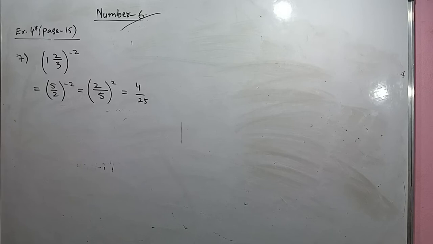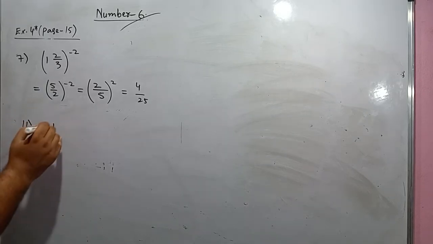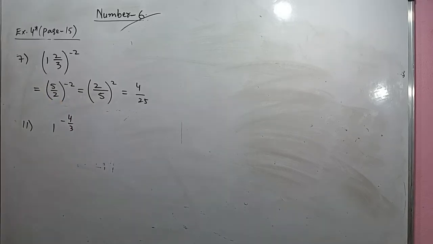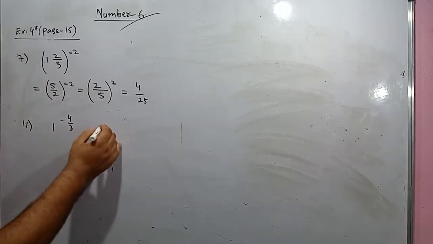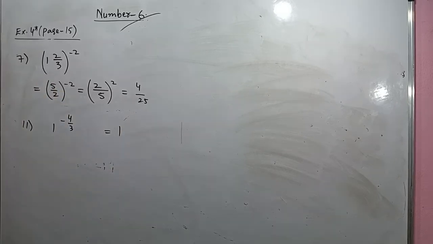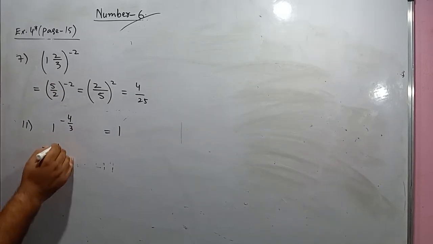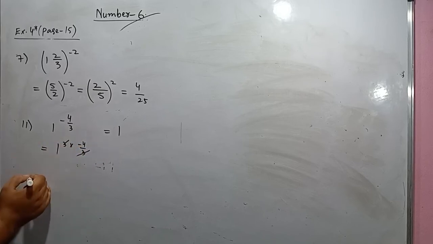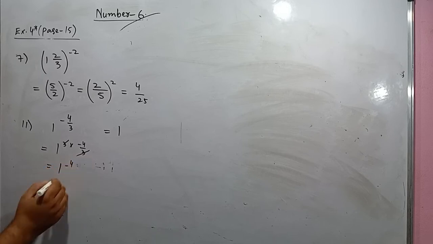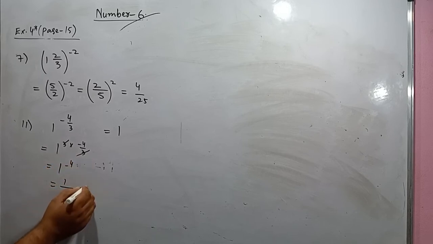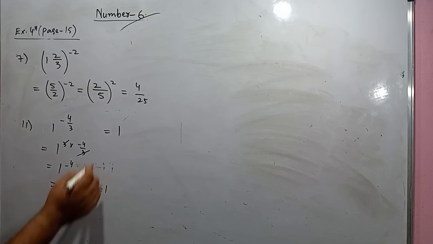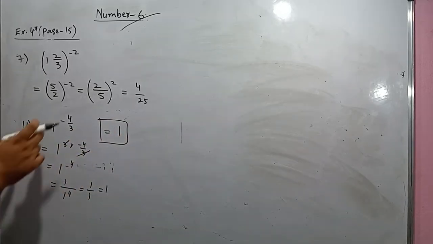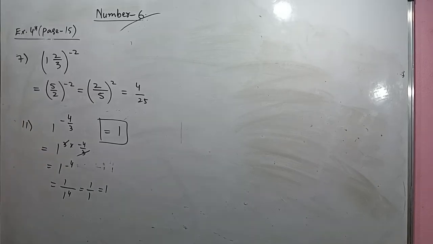Now next it's the 12th one. The 11th one I will take here. It's 1 power minus 4 by 3. Now you can see here, I can directly write it's equal to 1, but I will show you how it's equal to 1. I can write 1 power 3 into minus 4 by 3. 3 3 cancel. So I can write 1 power minus 4. That is 1 divided by 1 power 4. That's also equal to 1 divided by 1. That is equal to 1. This is the solution of the question. So we can say 1 with any power is always equal to 1.